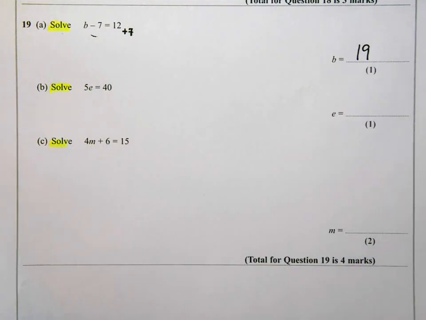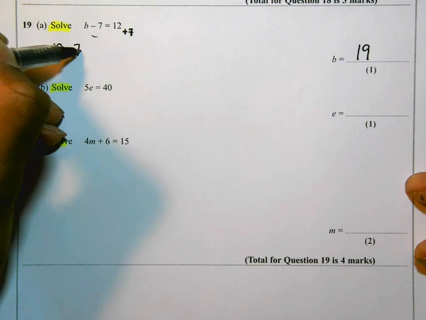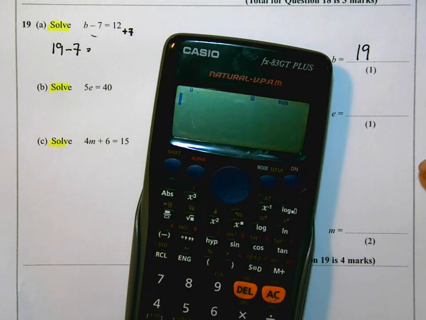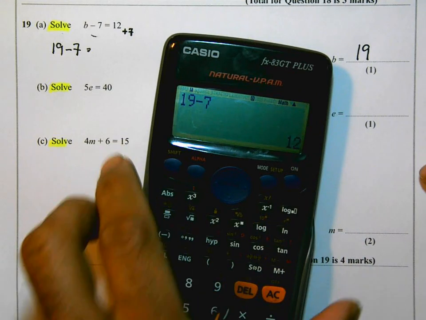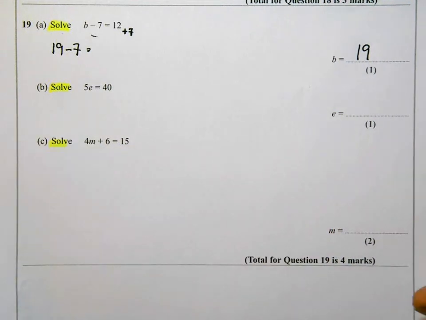And now do check your answer. What's 19 take away 7? Well, 19 take away 7. And you know what? This is your calculator paper. If you even just want to check it with your calculator, because you can't afford to get this wrong, 19 take away 7 is 12. So I've definitely got 1 mark there.